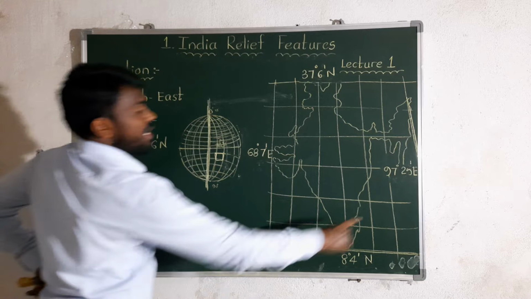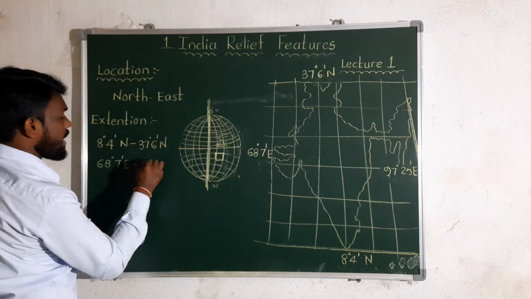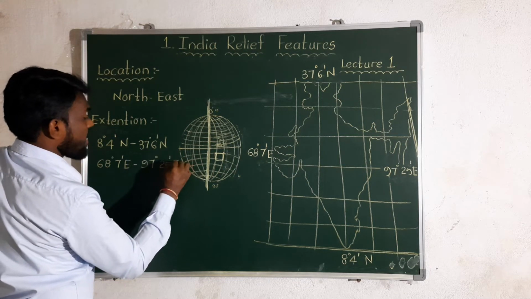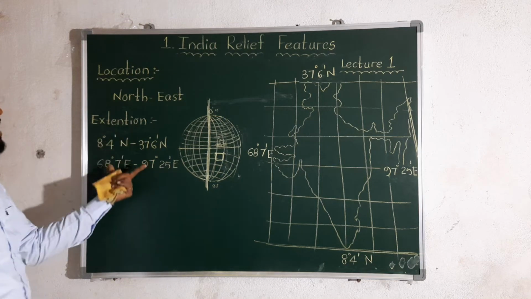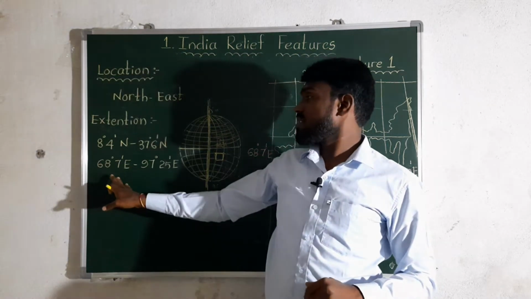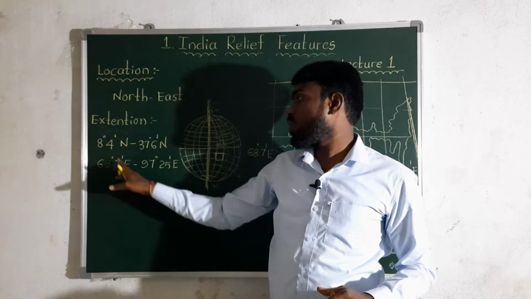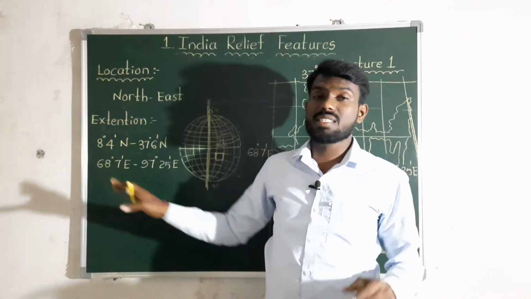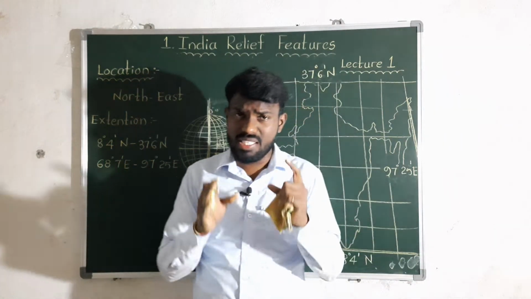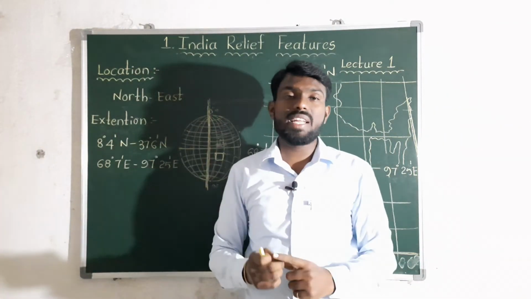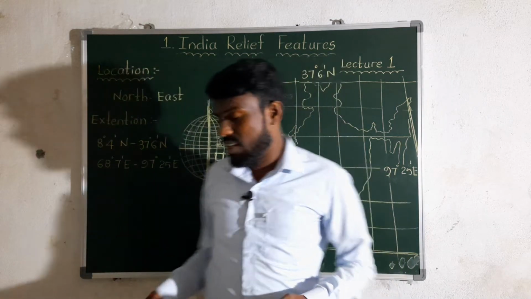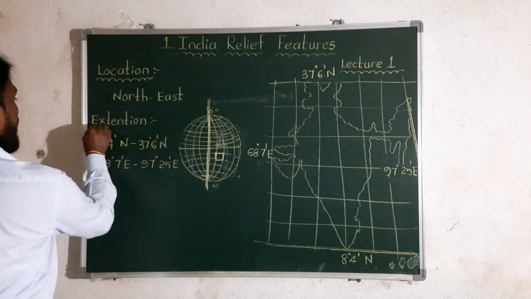And the next one is 97 degrees 25 minutes east. These are very, very important. These ranges give us the exact location of our country on the world map. Often these are asked in the SSC exam. So children, just remember: 8 degrees 4 minutes north, 37 degrees 6 minutes north, and 68 degrees 7 minutes east, and 97 degrees 25 minutes east. This is the extension, the location and extension, and after this we'll explore.